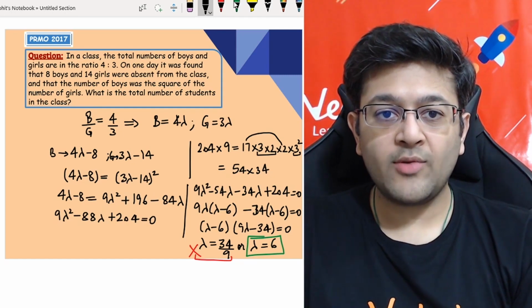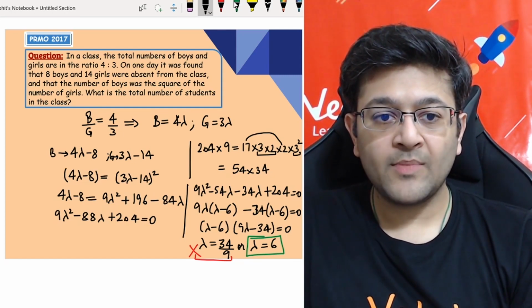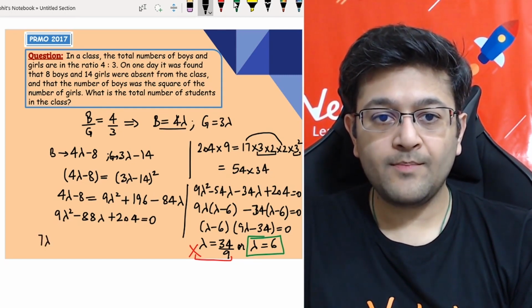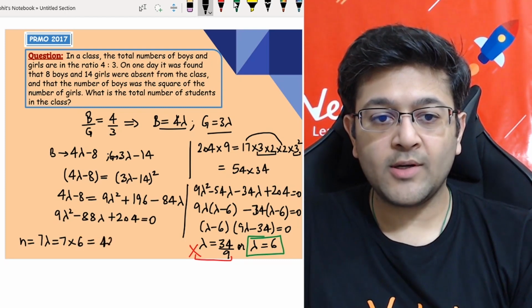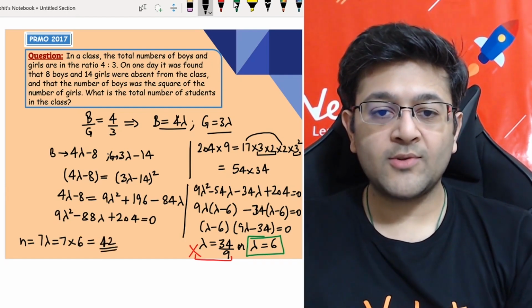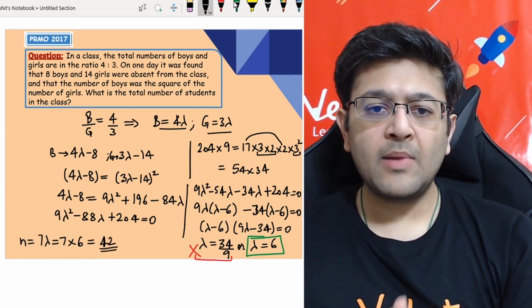And now the question is to find the total number of students, that is 7 lambda, right? 4 lambda plus 3 lambda, which is 7 lambda. Let's calculate that. 7 into 6 is equal to 42. So that is the total number of students. Okay, so guys, the answer has come.